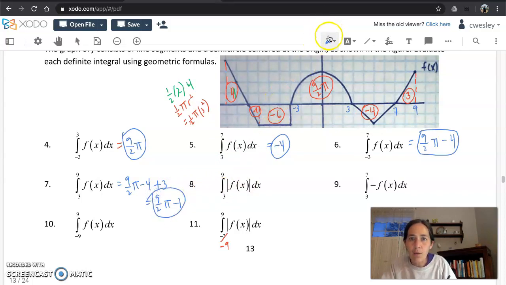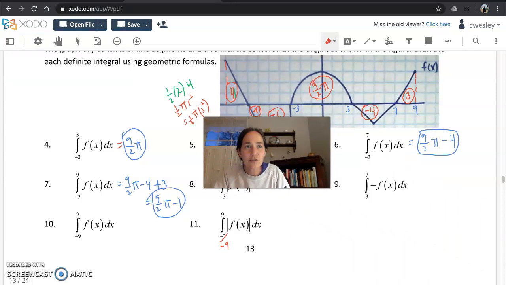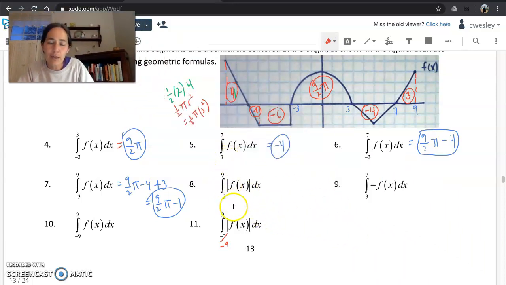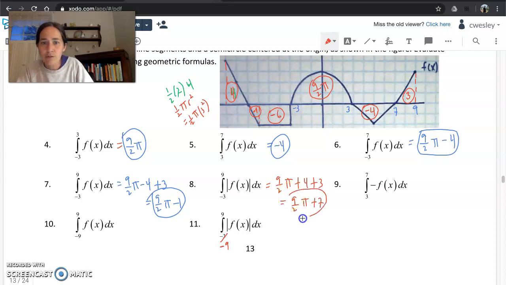All right, absolute value symbols mean total area versus net area. So for the next question, it's still the same limits of integration, -3 all the way to 9, but count all this area as positive. We'll have 9/2 pi plus the absolute value of -4, plus 3. So how about 9/2 pi plus 7 square units?